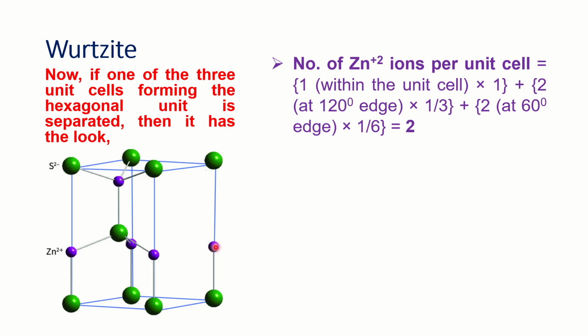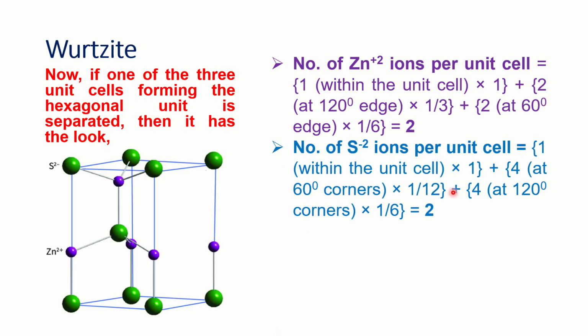zinc cations. Now, you know that this complete ion is not completely within the unit cell. Its 1/3 part is within the unit cell, and 2/3 is outside the unit cell in the 120-degree edge. Whereas in case of 60-degree edge, 1/6 is inside and 5/6 part is outside. So the calculation should be like this: 2 into 1/3 from the 120-degree edge and 2 into 1/6 from the 60-degree edge. And what is the overall calculation? The summation should be 2. Now let us calculate the sulfide ions.